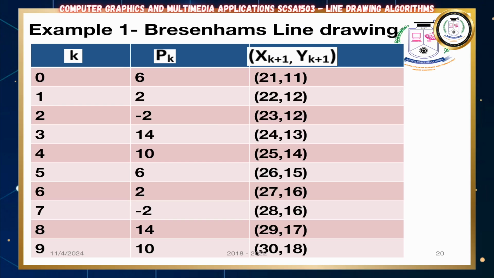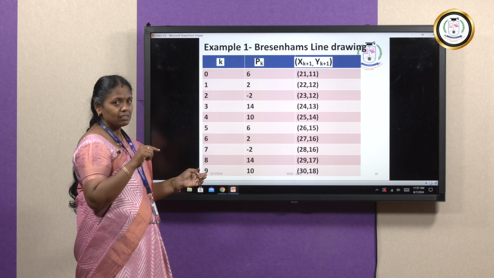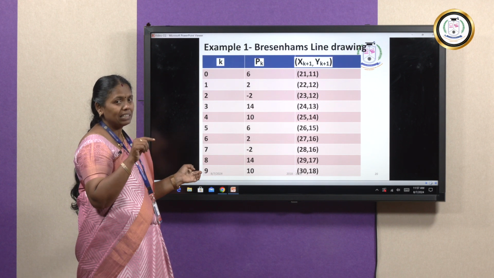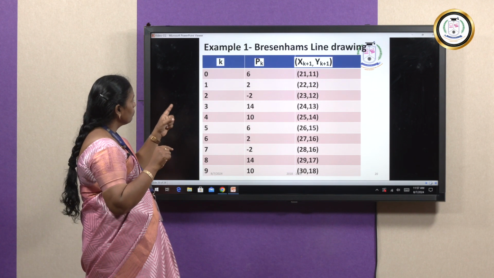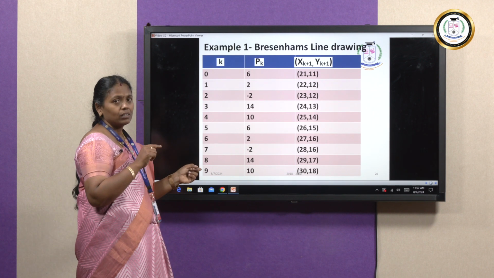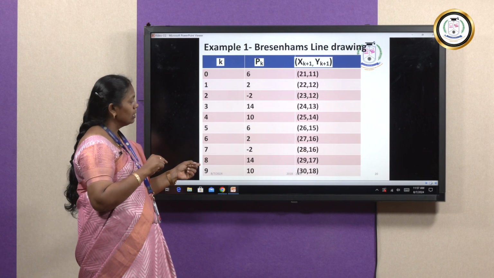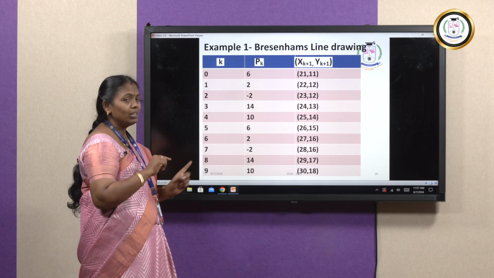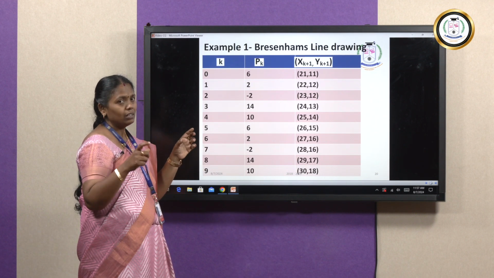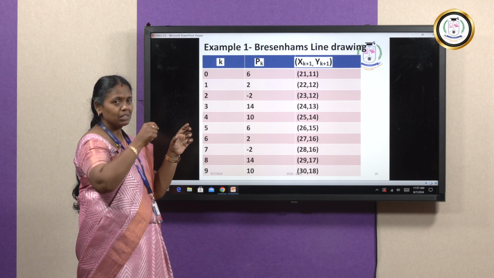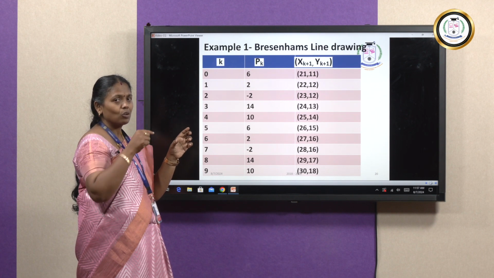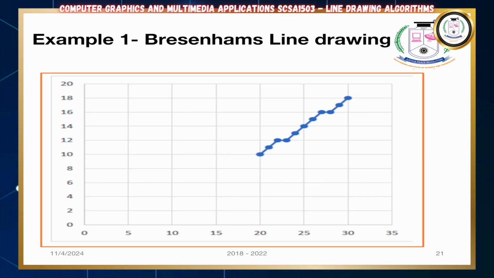Here we calculate the same way, according to the formula for pk plus 1, till delta x times. In this example delta x is 10, so if we start from 0, the loop is repeated 0 to 9. One more thing: we have to get the starting point and the ending point. In between, we calculate the set pixel points and then just draw the line. See how the line looks.